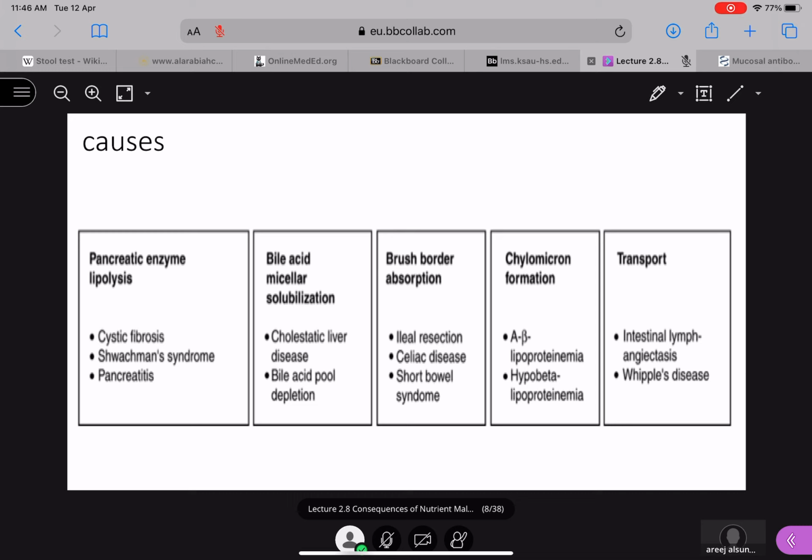Then when we have a problem in chylomicron formation, again, the lipid cannot move from the enterocyte to the circulation, and this happens in a congenital disease called abetalipoproteinemia or hypobetalipoproteinemia. And the final step is when we have a problem in the lymphatics, because as we said earlier, it is not the blood vessels, it is the lymphatic vessels that are the channel where the lipid is carried. So if we have a problem in the lymphatic system like intestinal lymphangiectasia or Whipple disease, then we will have a problem in absorption of the fat, which can result in steatorrhea.